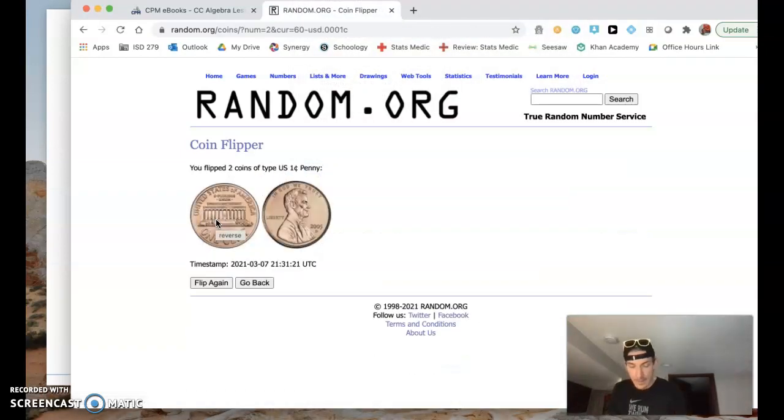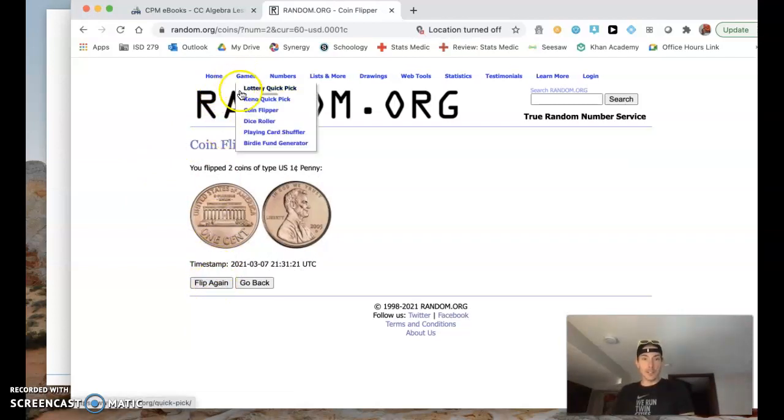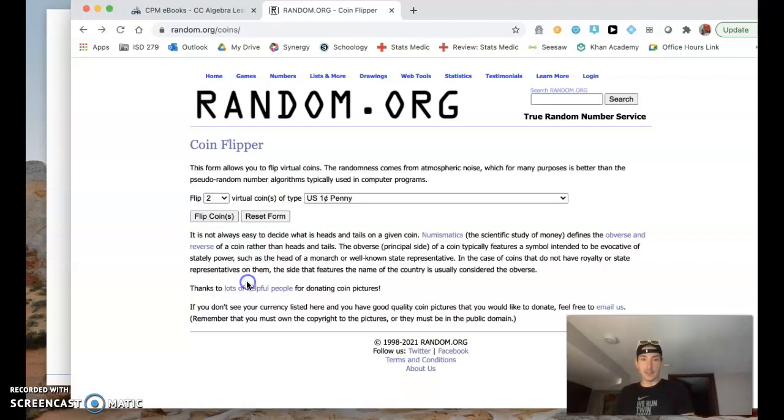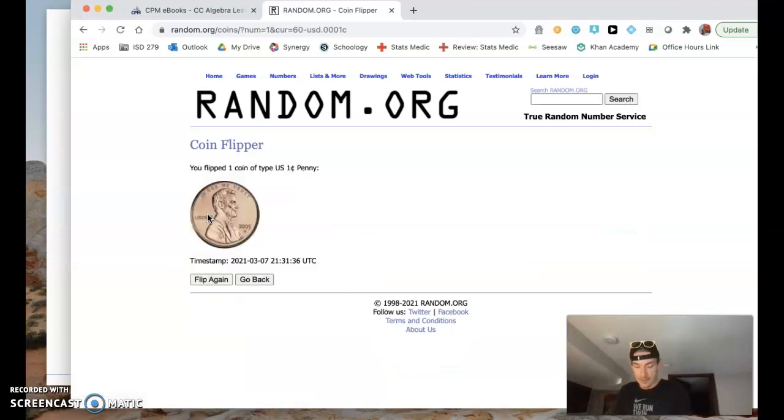1 penny. Now here we go, ladies and gentlemen. We're going to run the risk of... And I wonder, you know what? Can I just click go back? This would have been smart. There we go. Flip 1 penny. Ta-da. Flip a coin. 1. Oh, I got no tails. I'm not removing it. Go back.